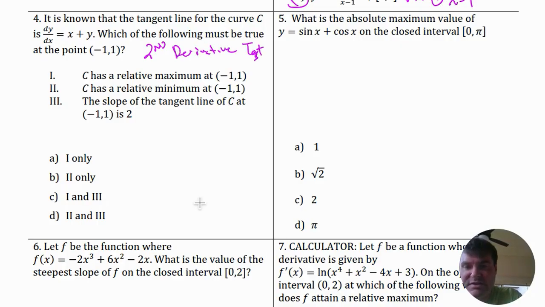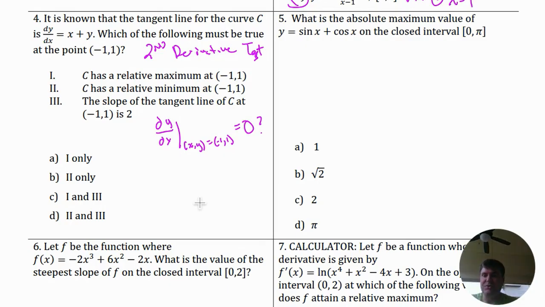So since this is the second derivative test, I need to check that dy/dx at the point (x, y) equals (-1, 1) is 0. I'm going to put a question mark there. So is that true? If I were to substitute in a -1 for x and a 1 for y, that does equal 0.